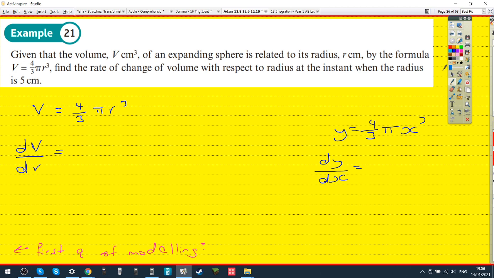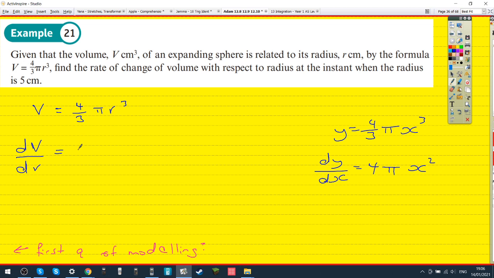So what was the answer, sorry? Did you get one answer? I said 4 over 3 pi 3x squared. Yep. And we usually simplify, so what is 4 over 3? That's 4 over 3 times pi times 3. What is 4 over 3 times 3? 4. Correct.